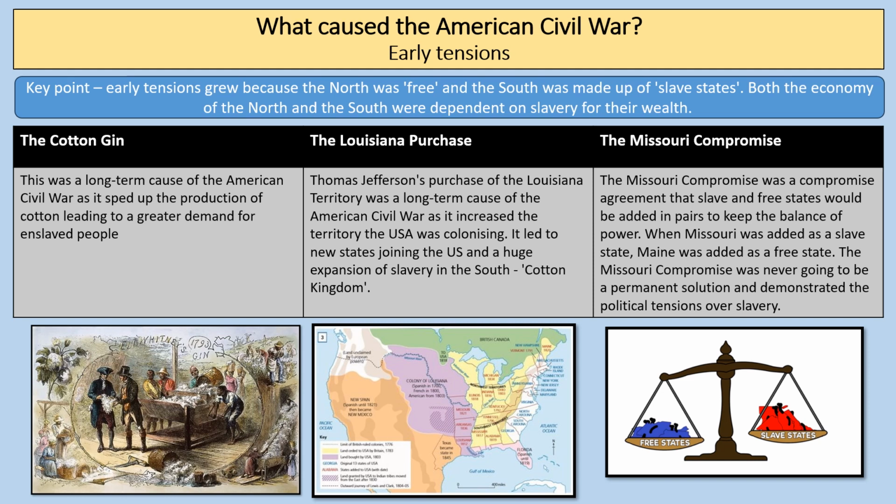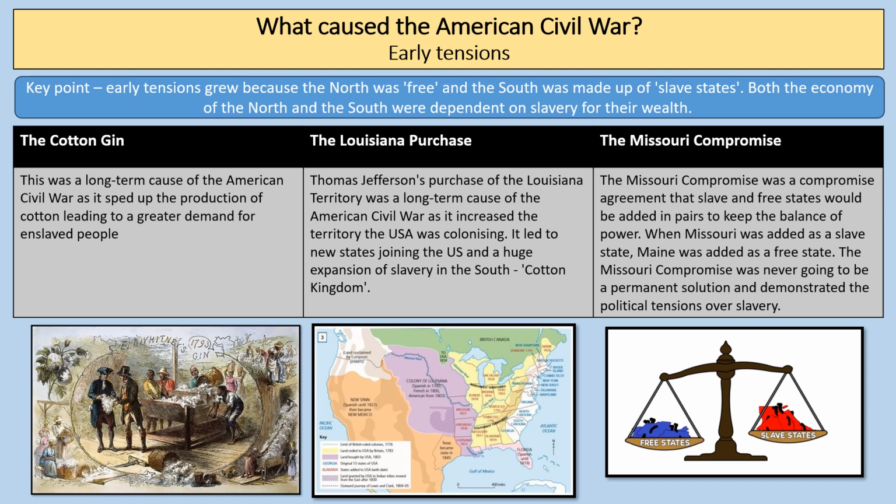In addition to that, the Louisiana Purchase in 1803 was also a long-term cause of the American Civil War because it increased the territory that the USA was colonizing, and it led to new states joining the US and a huge expansion of slavery in the South in what became known as the Cotton Kingdom. That led to lots of political tensions over whether the North or the South would dominate the federal government, the Congress, etc. And this led to the Missouri Compromise of 1820.